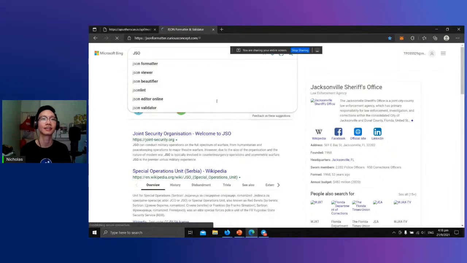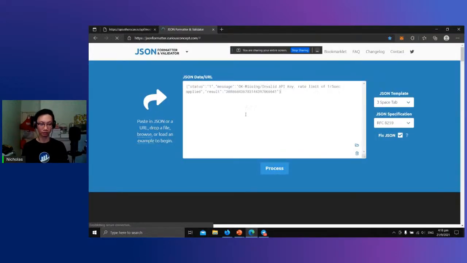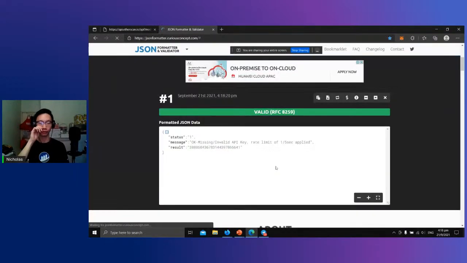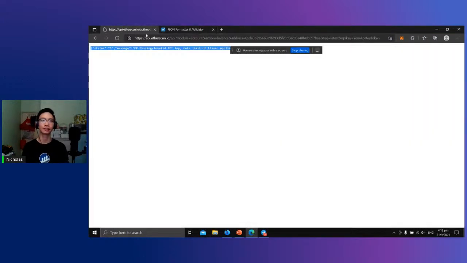All right, JSON formatter. Our APIs return data in JSON format. You can read it using sites like this, or if you're programming, you can use the parse method of your own language.